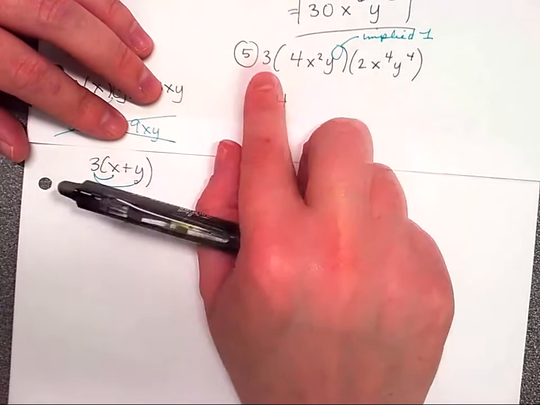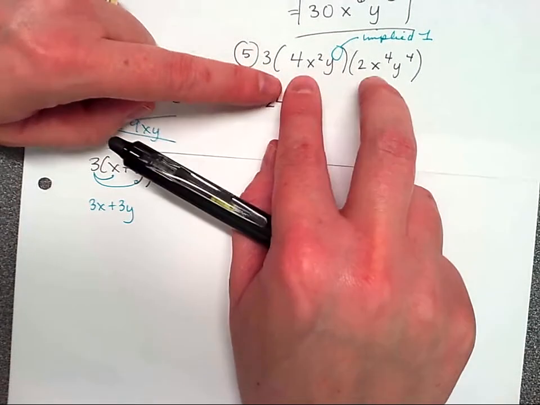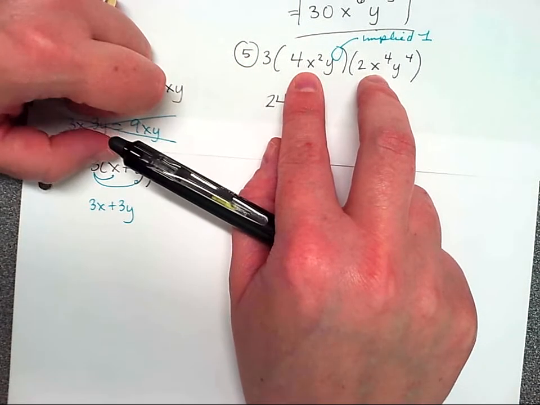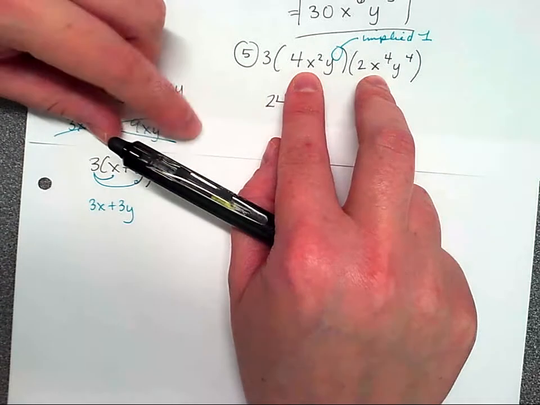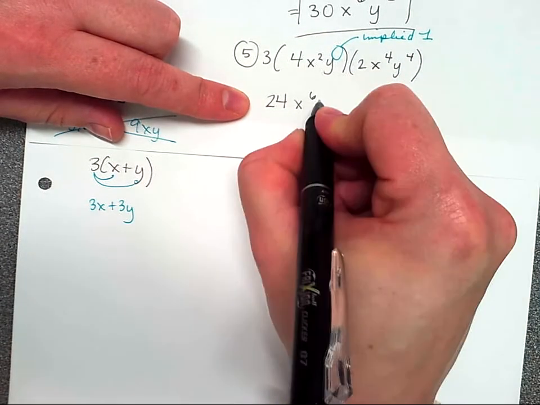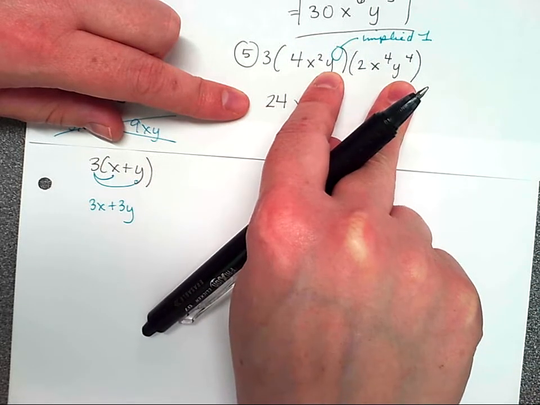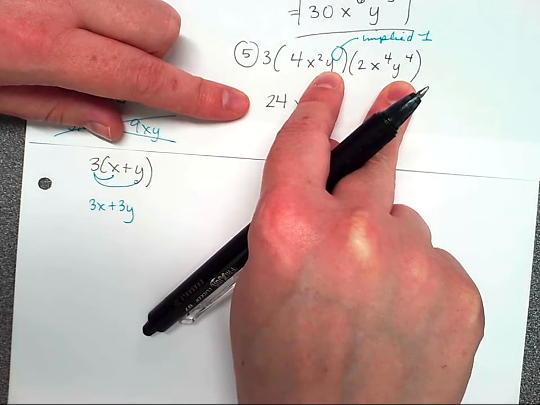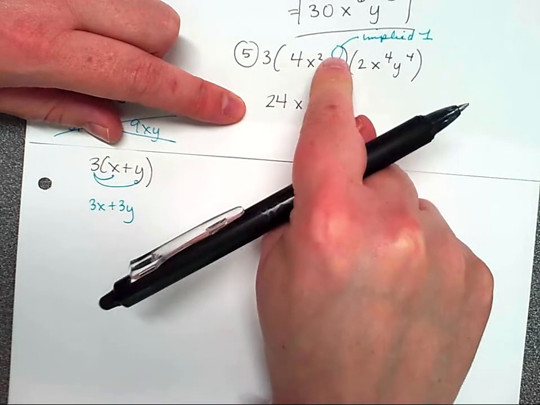Okay, so now I've taken care of all my numbers. Now let's take care of all the x's. Because the operation is multiplication between x squared and x to the 4th, I'm going to add the exponents. So I get x to the 6th. And then I'm going to multiply y times y to the 4th. Y to the 5th, because of that invisible 1 there, right?